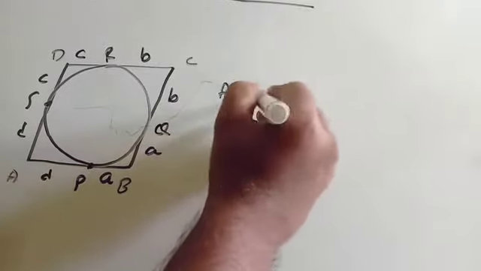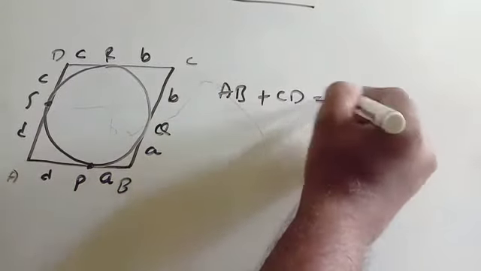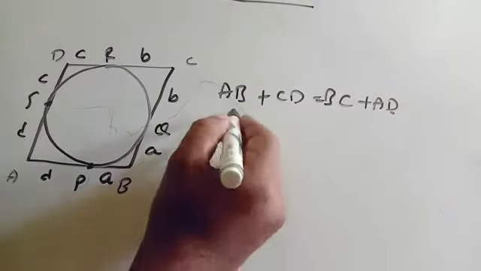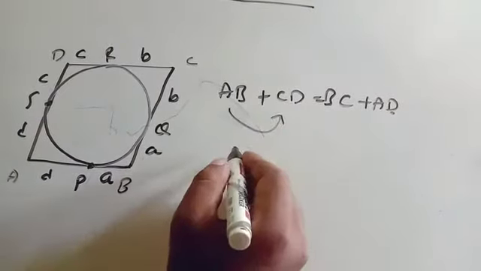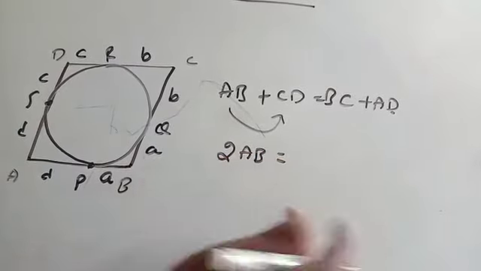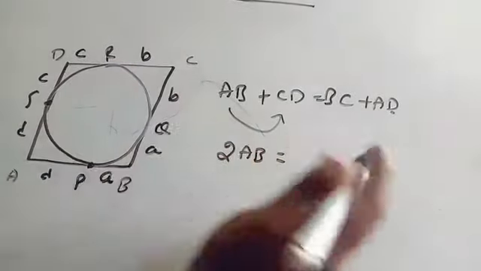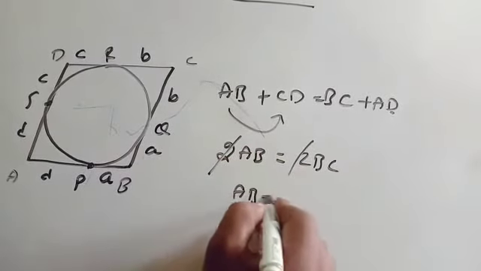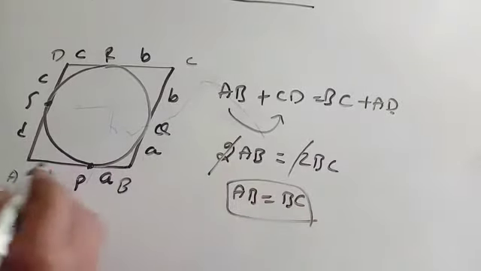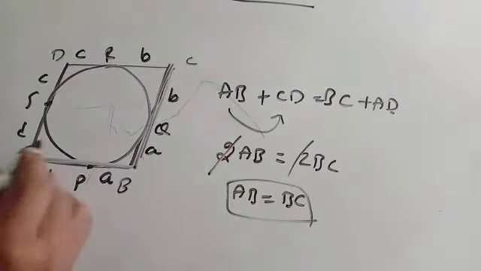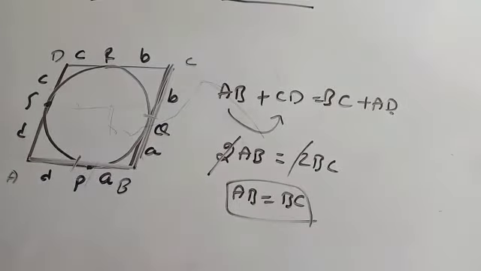We are proving the same: AB plus CD is equal to BC plus AD. But in this question, what is the specialty? AB value is equal to CD value. So AB plus CD is 2AB because both are same. BC plus AD is equal to 2BC. Now so AB is equal to BC. A parallelogram in which adjacent sides are equal is a rhombus. Clear? This is one way of proving.